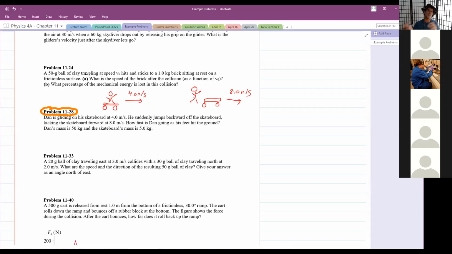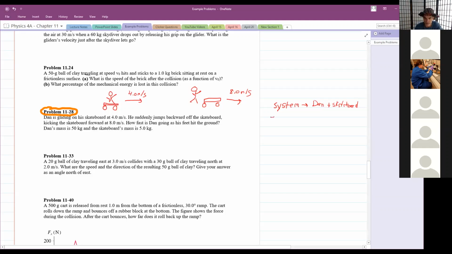So again, in these conservation of momentum problems, first thing you want to do is define your system. So in this case, I want to define my system as basically Dan plus the skateboard. And you want to define the system so that any forces that are causing objects to move apart or things like that are internal forces. So Dan exerted some force on the skateboard, causing the skateboard to fly forward, but that's an internal force, so momentum of the system is still going to be conserved.